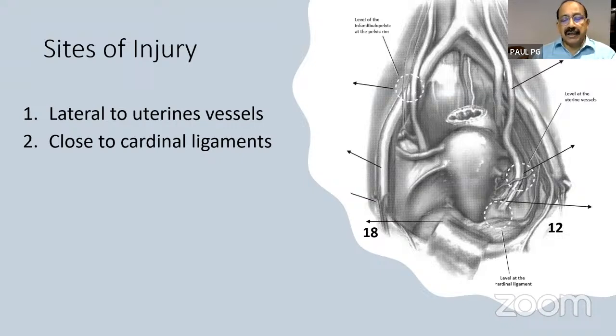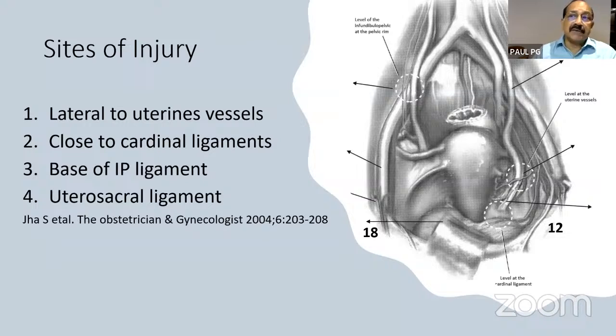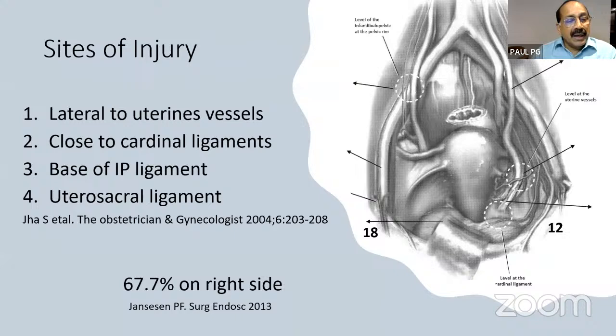The site of injury, if you look at the literature, there is a controversy about which one is the commonest. But the two commonest ones are, one, lateral to the uterines when you ligate the uterines, or when you are very close to the cardinal ligaments. The other sites are the base of the infundibulopelvic ligament and the uterosacral ligament. And to our surprise, the majority of papers say that almost 70% occurs on the right side. I could not really find out why it happens.